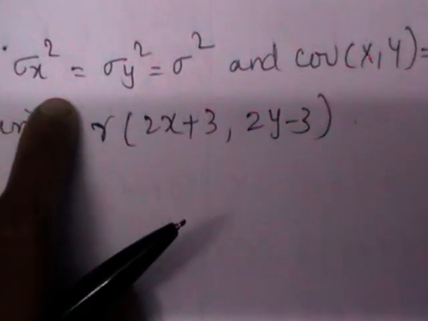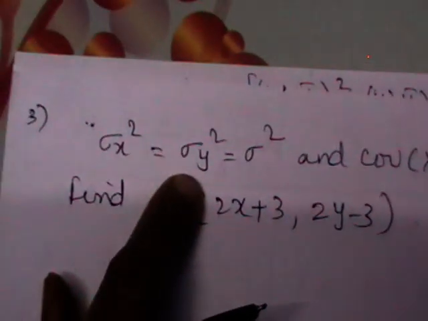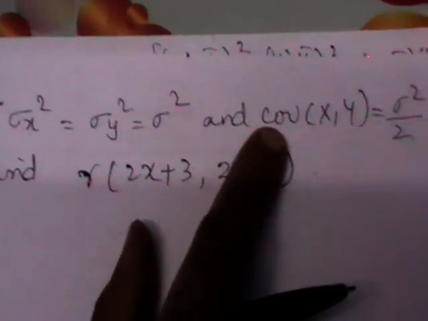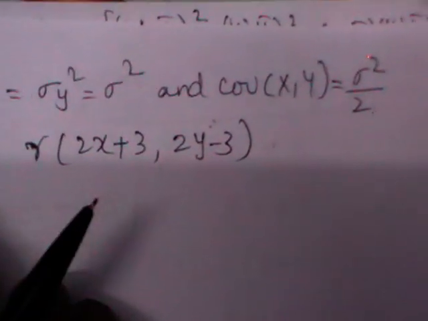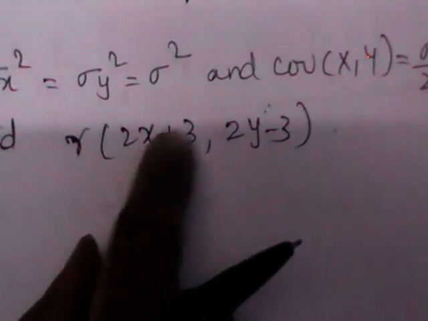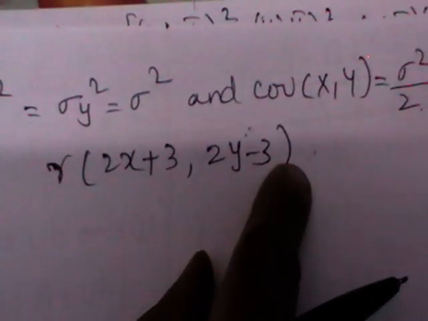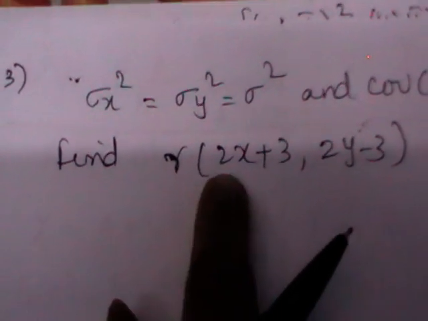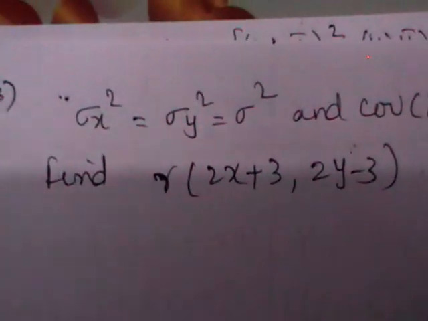It is given the variance of x is equal to variance of y, which is sigma square, and covariance is sigma square by 2. You need to find out the correlation between the transformed variables 2x plus 3 comma 2y minus 3. That is, you need to find out r of 2x plus 3 comma 2y minus 3.